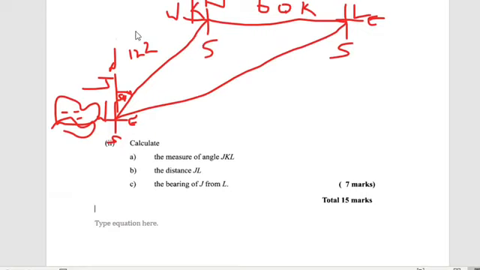So therefore what it will be is angle JKL is equal to the 90 degrees that is already there plus the 54 degrees, which is alternate, and that will give us 144 degrees. And that is our answer for part A. Part B now says the distance JL. So the distance JL.